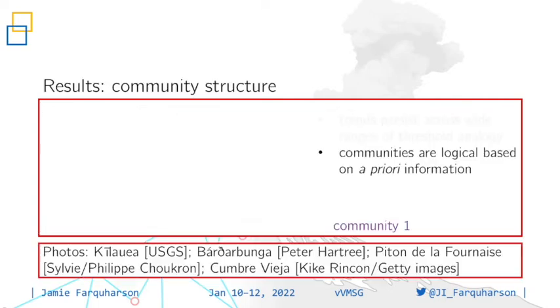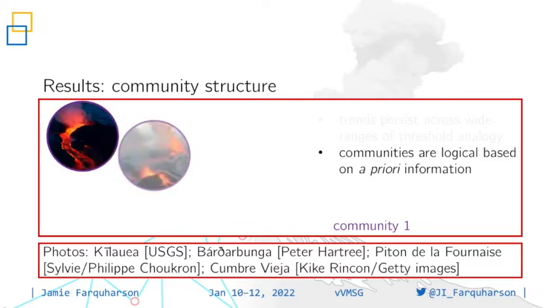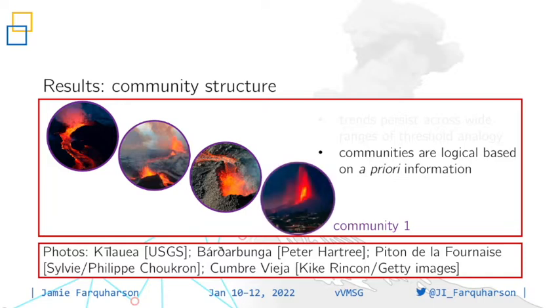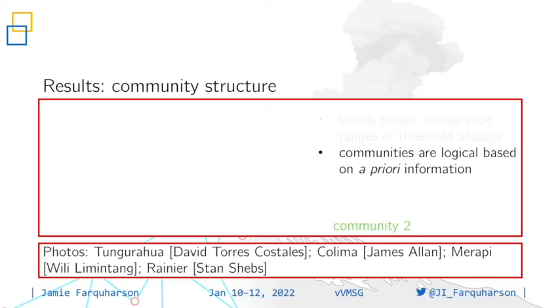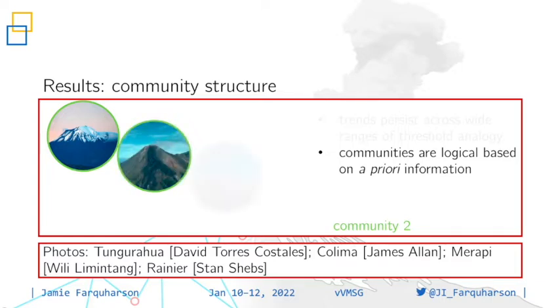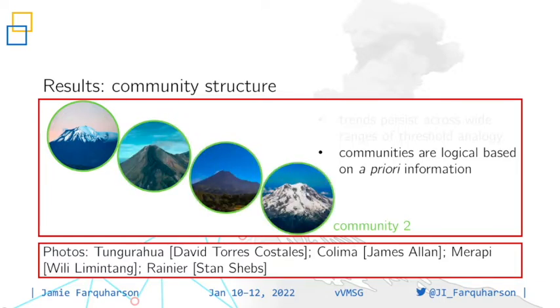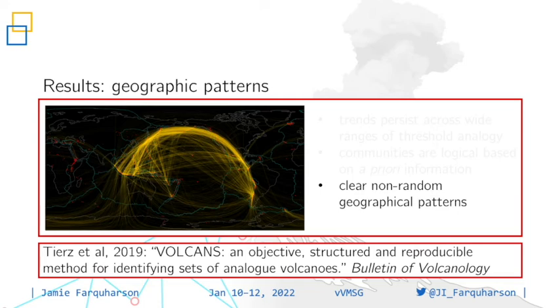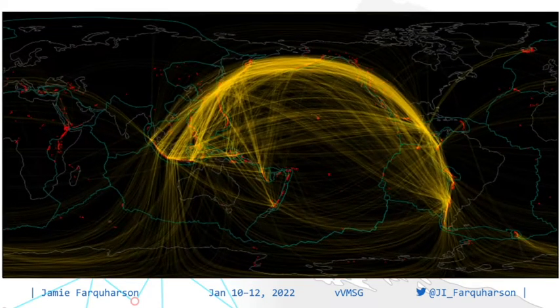Perhaps more importantly, these communities typically make sense. For example, Kilauea, Badabunga, Piton de la Fournaise, and Cumbre Vieja are all organized into the same community, as we might expect from volcanoes that seemingly share many traits. And this community is separate and distinct from the community that includes Tungurahua, Colima, Marapi, and Mount Rainier, which are partitioned into their own community, steep-sided, explosive stratovolcanoes that frequently produce lahars. So we can also identify clear non-random geographic patterns, which is in agreement with previous work using this tool.